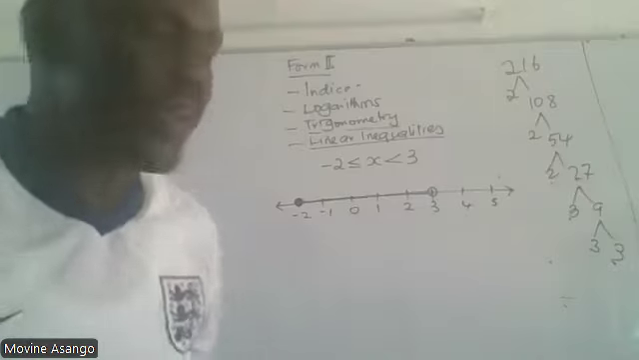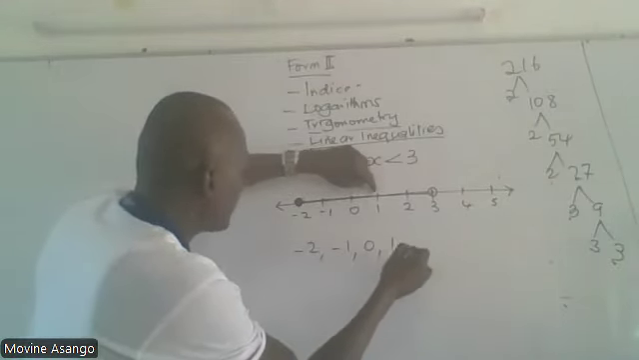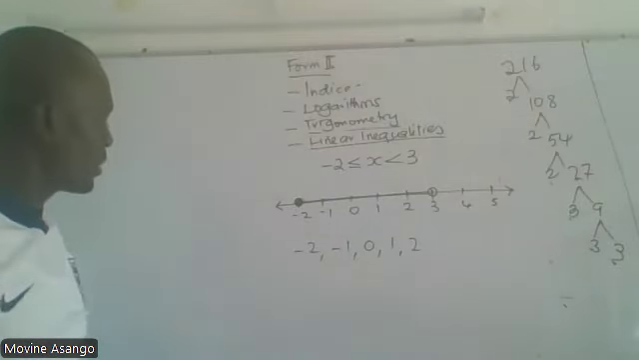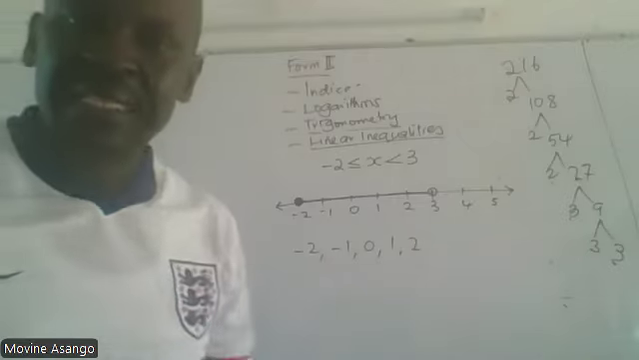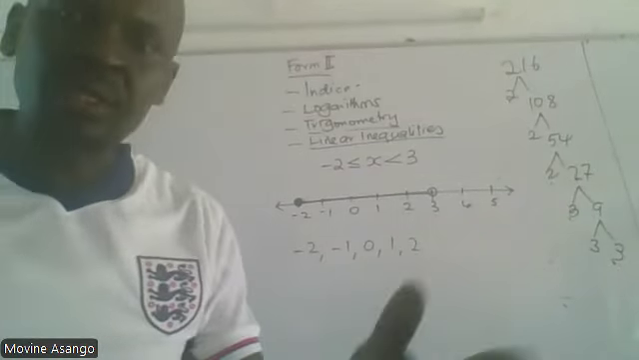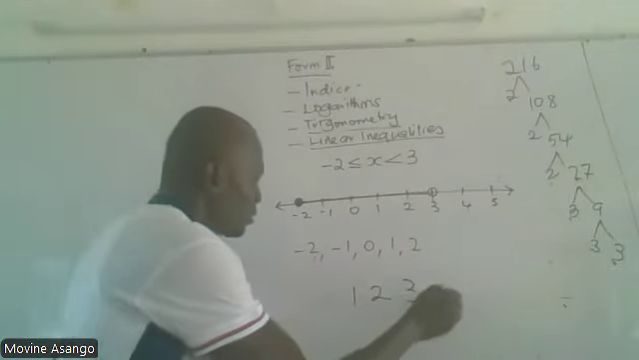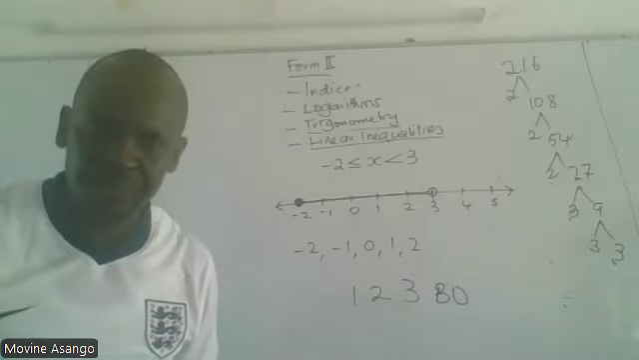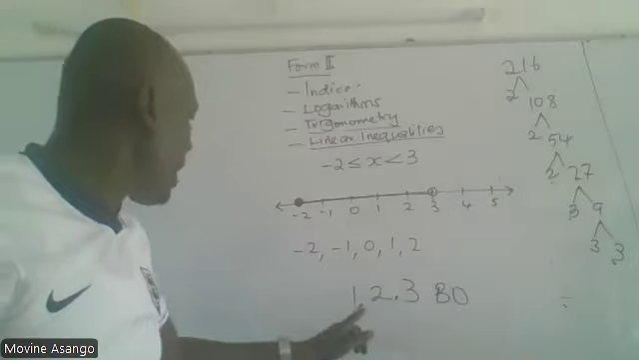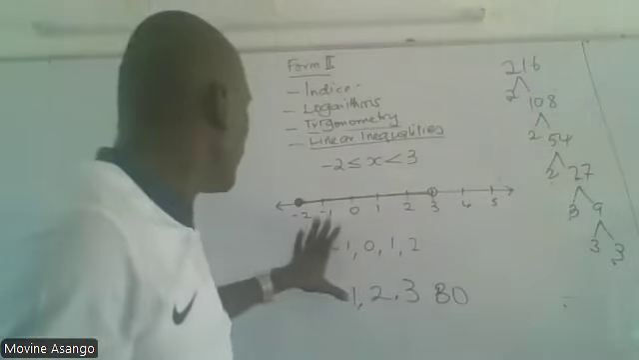The integral values of x in this case are -2, -1, 0, 1, and 2, separated by commas. There was a time where candidates were asked to list the integral values, which were 1, 2, and 3. Some candidates wrote them as 123. That is wrong. The integral values had to be separated using commas to show that it is 1, 2, 3. So you look into the number line system.